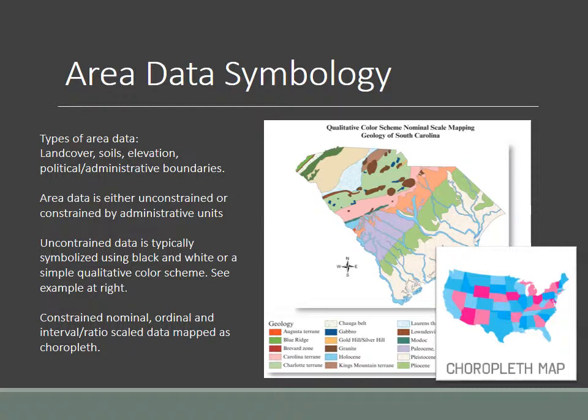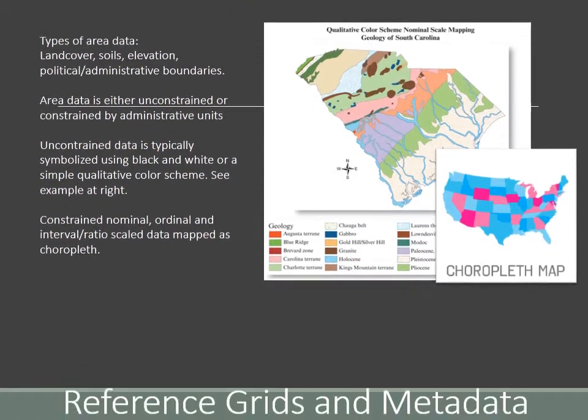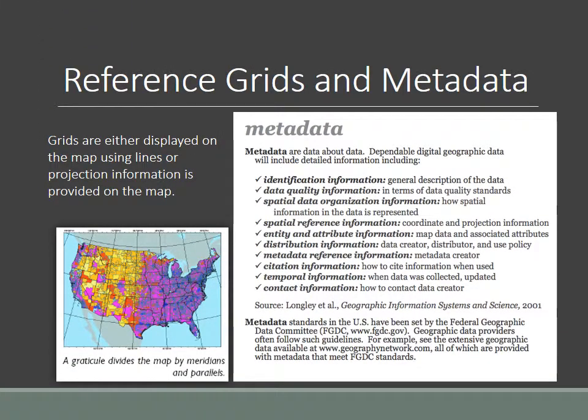Unconstrained data is typically symbolized by black and white or simple qualitative color scheme, just like the example here showing the geology of South Carolina. Constrained nominal, ordinal, or interval data could be mapped as a choropleth map. Grids are either displayed on the map using graticule lines or projection information is provided on the map.